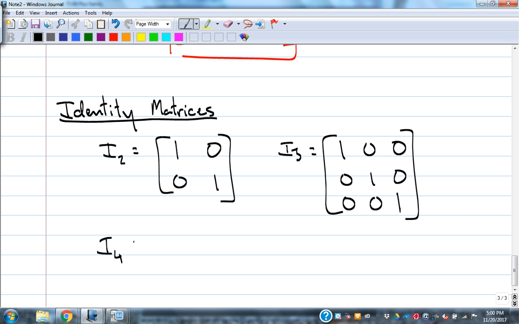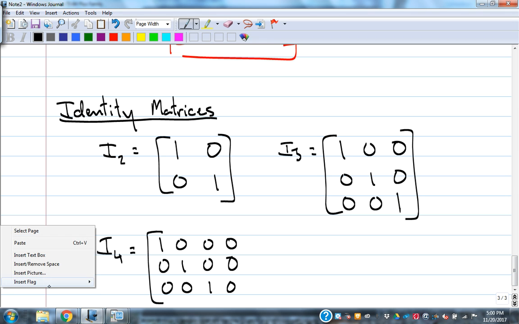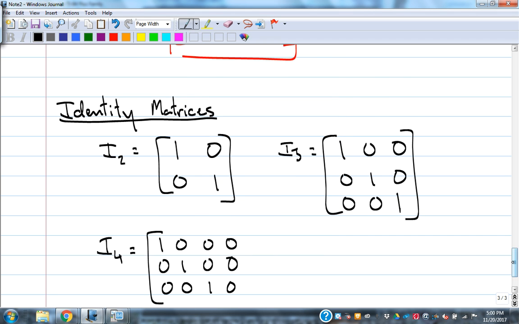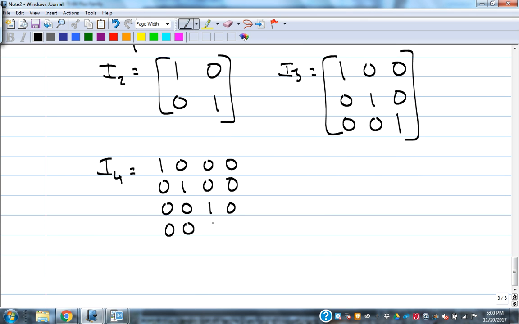And we could continue this on to I4, which is a 4 by 4 matrix. And we see we could continue that to I5, I6, I28 if you needed to. I don't think you'll ever need that, but what the identity matrix is useful for is matrix inverses, which is where we're headed next. Almost headed there too early a while ago.